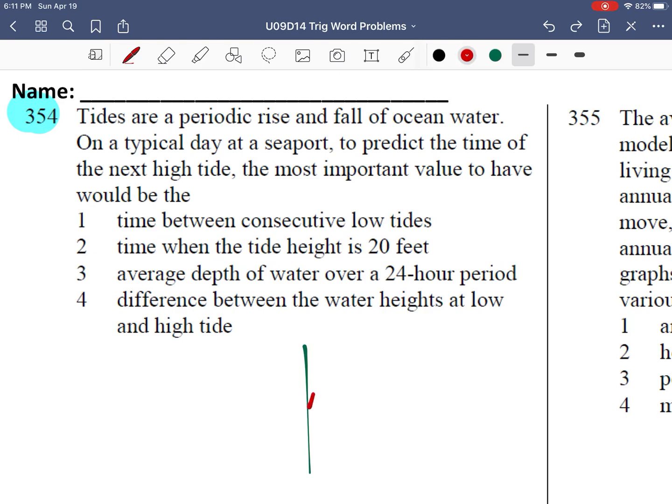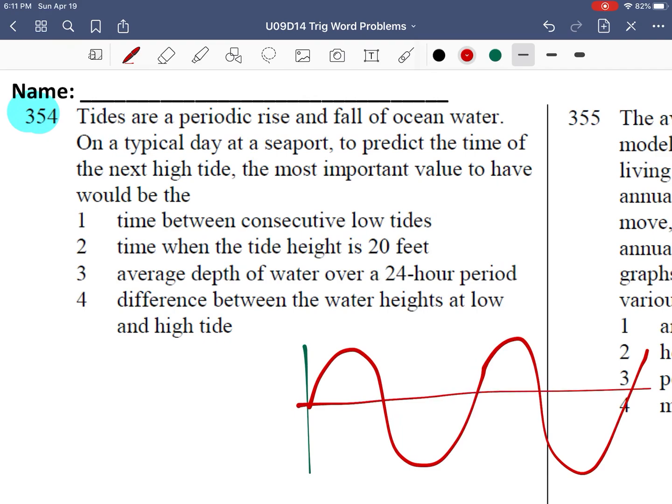It'll either go to the top and then back to the bottom. It'll just keep repeating this. So this occurs over a period of time. That time is usually determined by the distance of the moon to the Earth. That's what offsets it. But that's more of a science thing. Let's read this question more carefully.